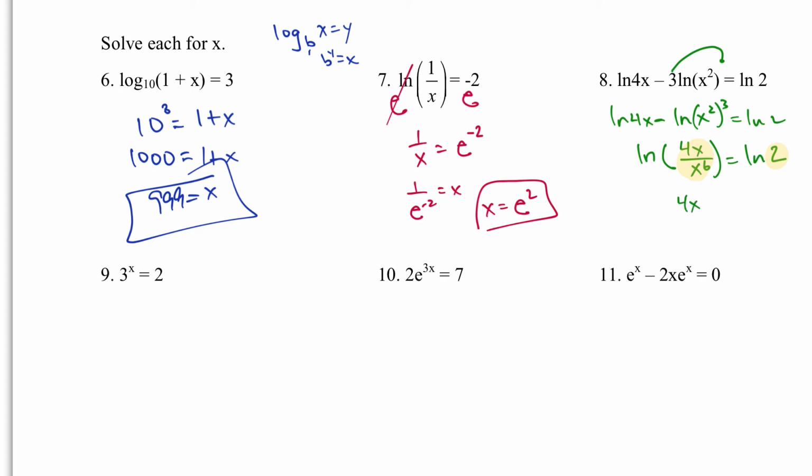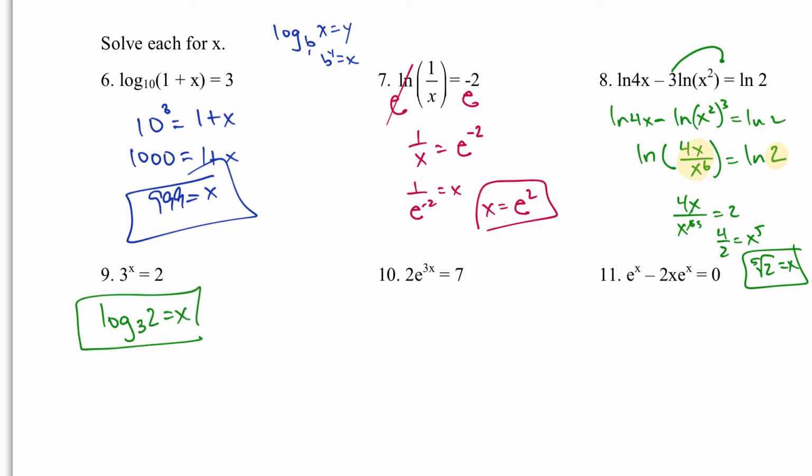So 4x over x to the 6th equals 2. This will reduce out with one of those to be x to the 5th on the bottom. And then finishing this problem off, I will get 4 over 2 equals x to the 5th. So the 5th root of 2 is what x will be. All right, taking a look at the next one. Again, this is just a definition. So over here, I'll have log base 3 of 2 equals x.